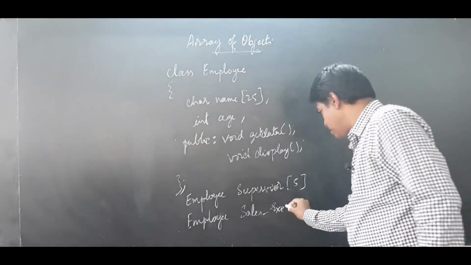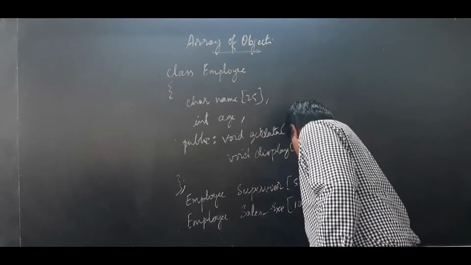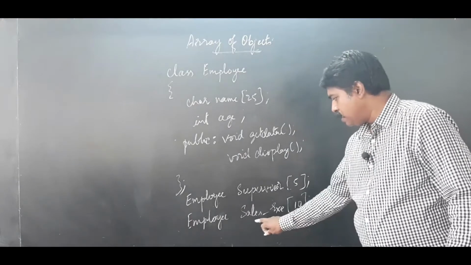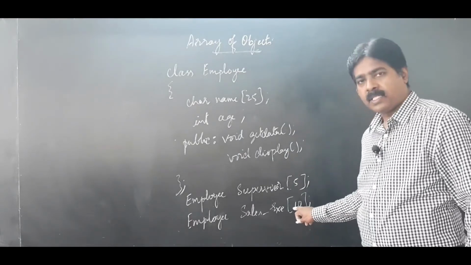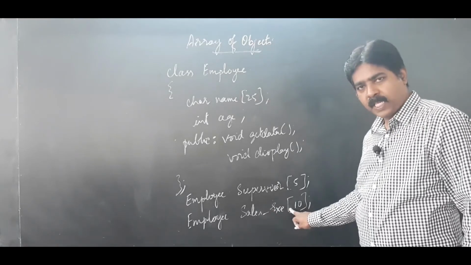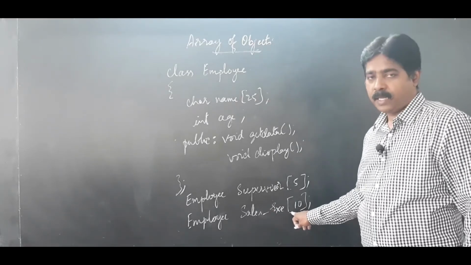Sales_executive I'll take as 10. So here, sales_executive I've got the size as 10. So the array of objects, the number of objects here will be 10.